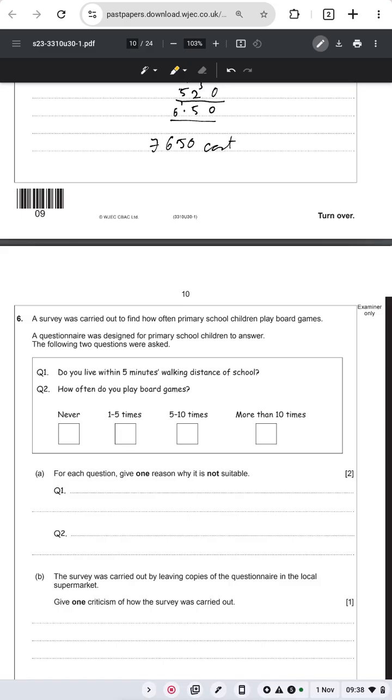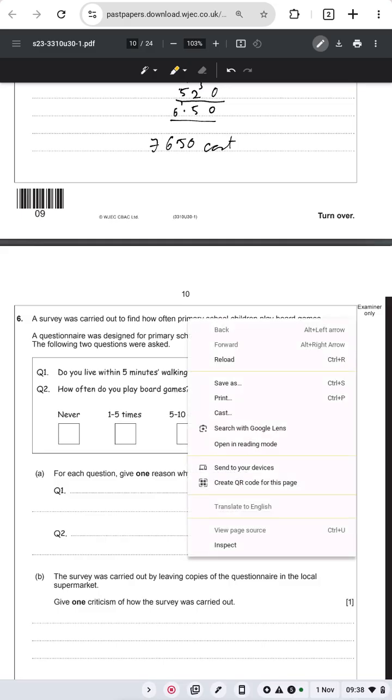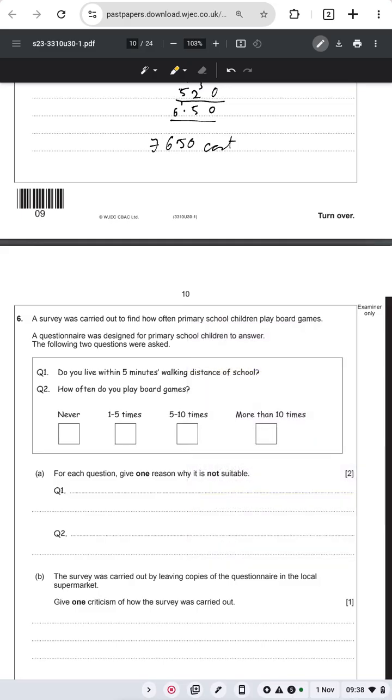Well, first of all, it's not relevant to board games, so that might be one answer. The other thing is that 5 minutes walking distance depends on how fast you walk. So I would say it depends on walking speed. So it should ask for distance in kilometres, etc. And question 2, how often do you play board games?